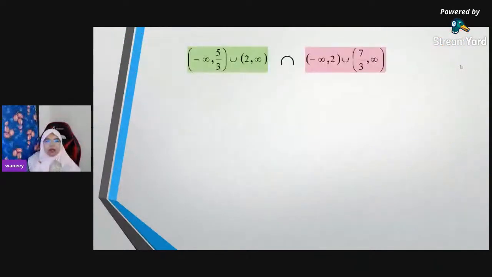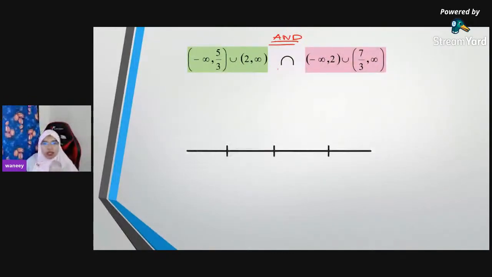So now I have the answer on the left hand side and right hand side. So one on the left, one on the right hand side. We actually have the word and, so that means I need to find the intersection between those two answers. Okay, so draw the number line. So the first one we have 5 over 3 up until negative infinity and 2 up until infinity.